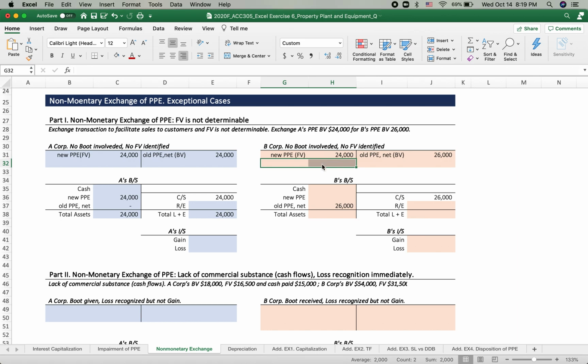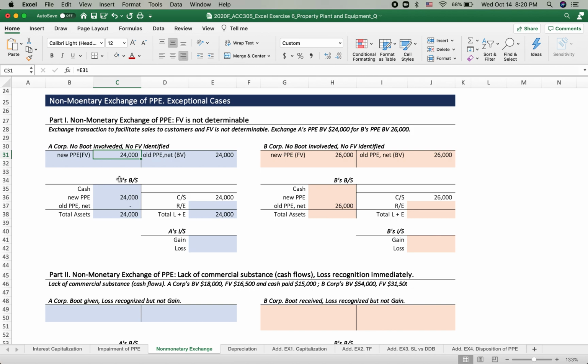No, we do not put any loss or gain. Why? We don't know the fair value of the PP&E. We don't know. So the new PP&E received by the B corporation from A company, we put $26,000 along with the older PP&E of B's. So that's it. So remember, there's no gain or loss.